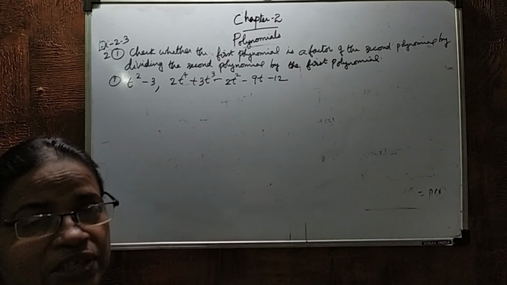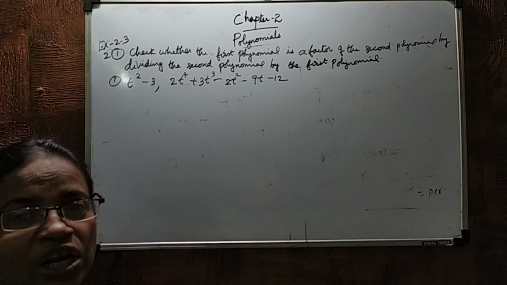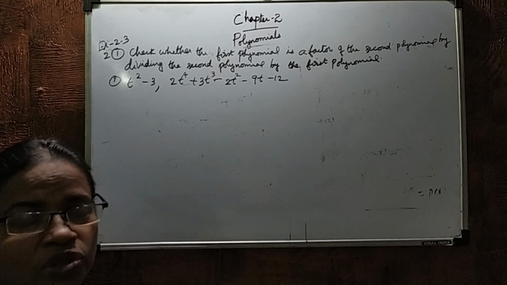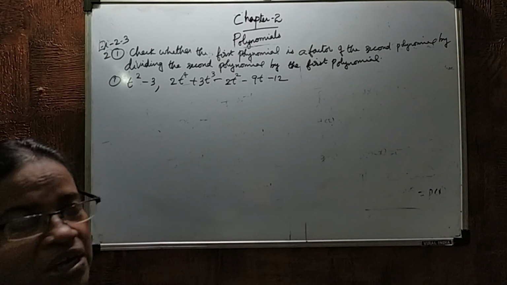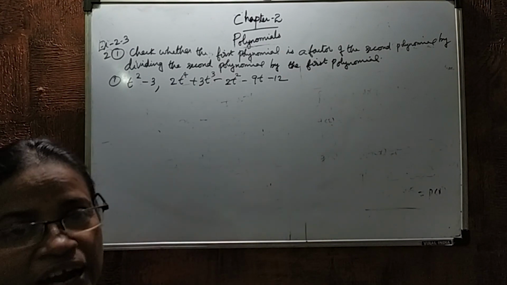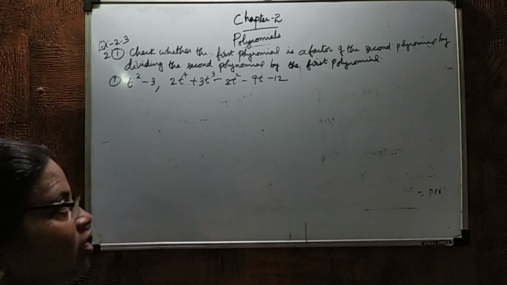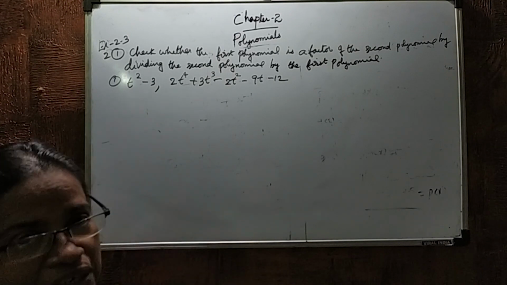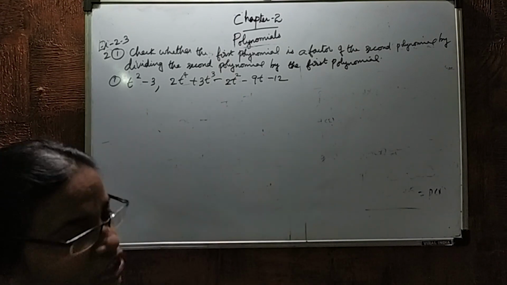So I told you, 35 divided by 7, you got the remainder as 0. 7 is also a factor of 35. Same thing, you have to find out whether when you divide, you get the remainder as 0. Then we can say that t square minus 3 is a factor of this p of t.